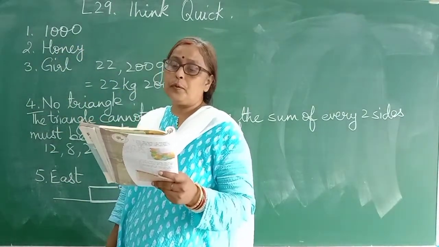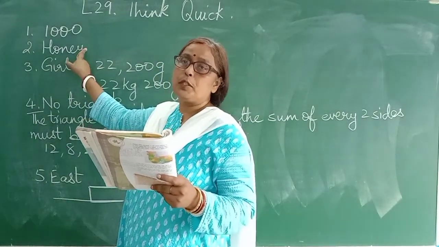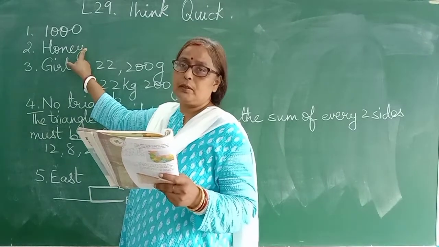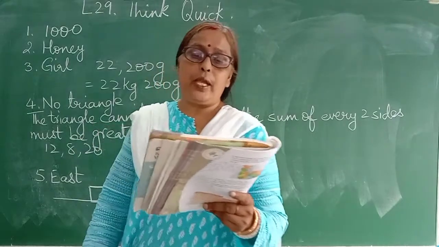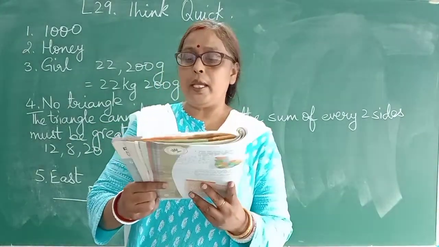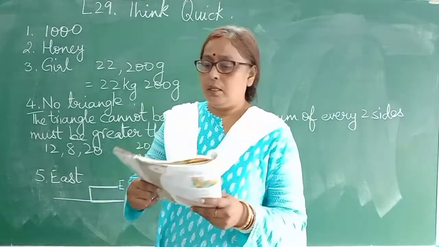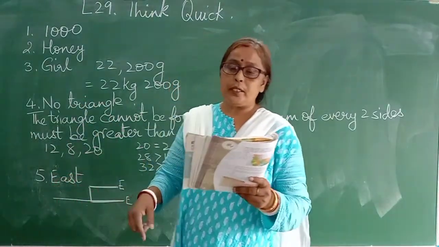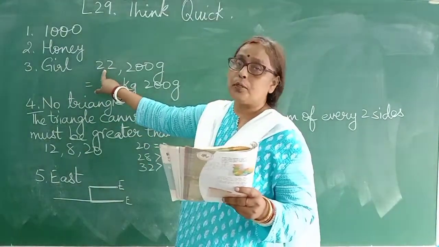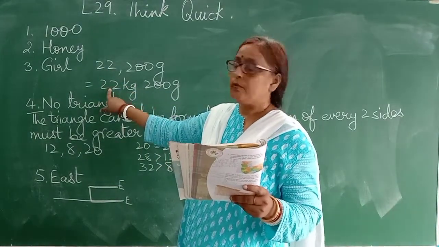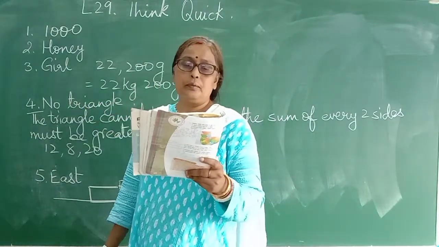Which is the only food that does not spoil? It is honey. Honey जो है वो spoil नहीं होती. बहुत लंबे समय तक चलती है. Who will weigh more? A boy weighing 22 kg or a girl weighing 22,200 grams? Now boy का वेट तो 22 kg दे दिया है. गर्ल का वेट दिया है 22,200, which means 22 kg and 200 grams. That means the girl will weigh more.